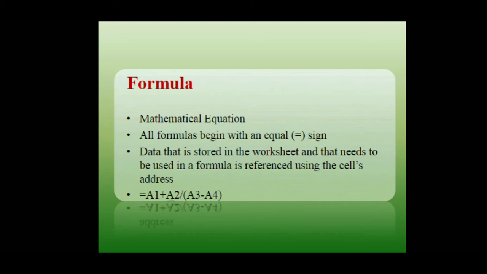Data that is stored in the worksheet and needs to be used in the formula is referenced using a cell address, which is the cell reference. In the example you can see here, if I write A1 plus A2 divided by A3 minus A4, then A1, A2, A3, A4 are the cell references. Plus, divide and minus are the operators. And we have made use of no functions here. So cell references and operators are used, and the values are the ones in the cells mentioned here.